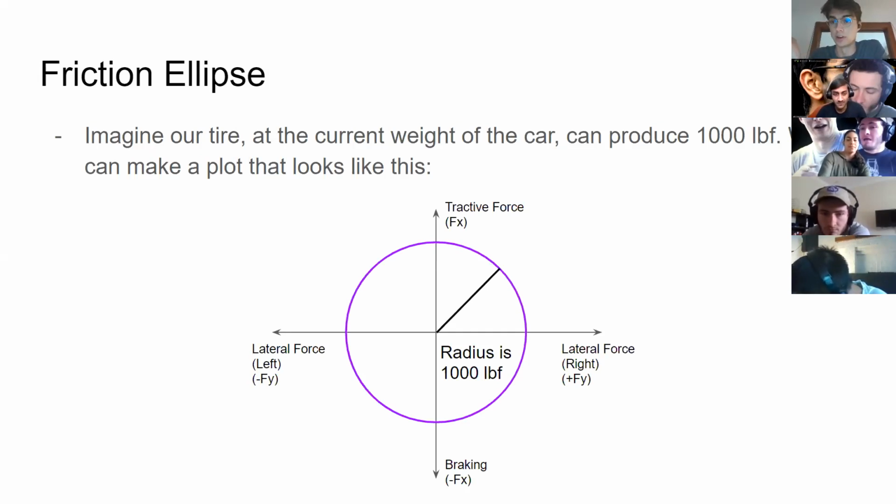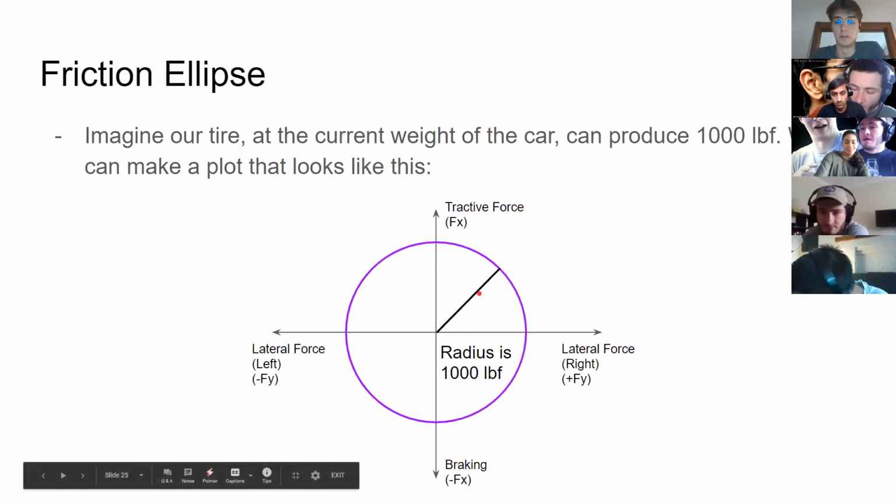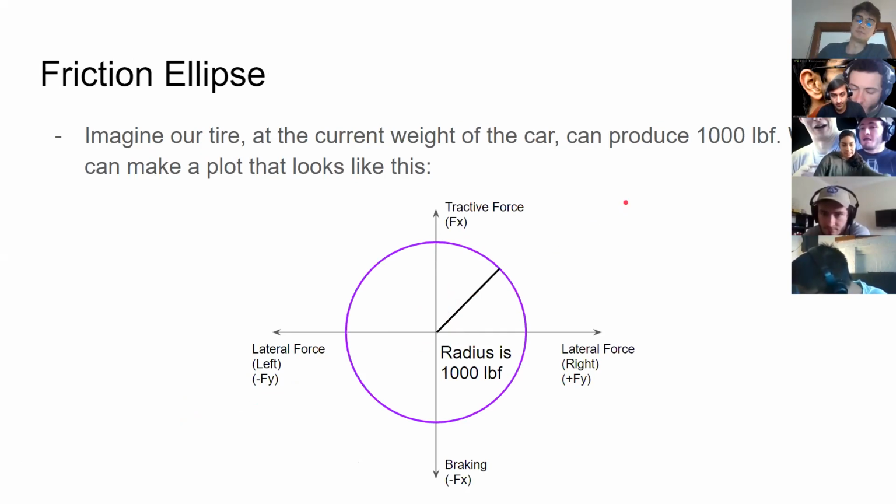And so you can imagine that if our tire at its current weight can produce 1,000 pounds of force total in any direction, then we might have a plot that looks like this, where on the y-axis we have our tractive forces, and on our x-axis we have our lateral forces. Basically any breakdown between these two, between all different forces, would exist on a circle with a radius of 1,000 pounds of force. And this is what we call a friction ellipse. In this case, it's a friction circle.